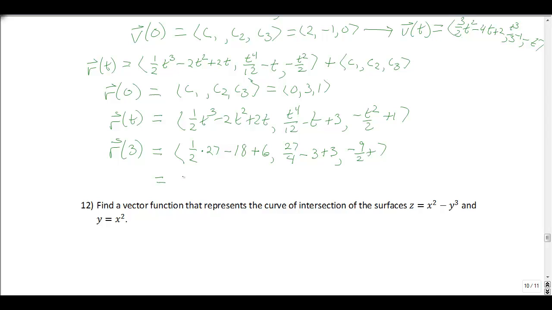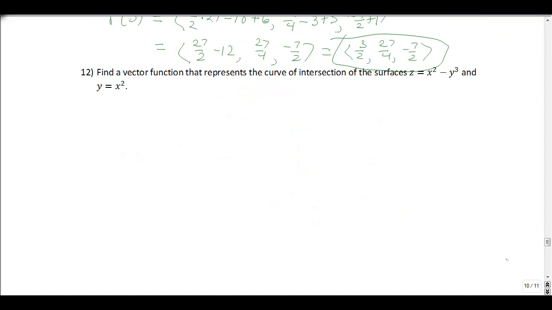And we could simplify that a little bit. Let's see, this is 27 halves minus 12. 3 and the 3 cancel, so I just get 27 fourths. Let's see, negative 9 halves, I lost my 1 there. So that's 2 halves, so that's a negative 7 halves. And then that's a minus 24 twelfths. So we should get 3 halves, 27 fourths, negative 7 halves as the position when t equals 3.